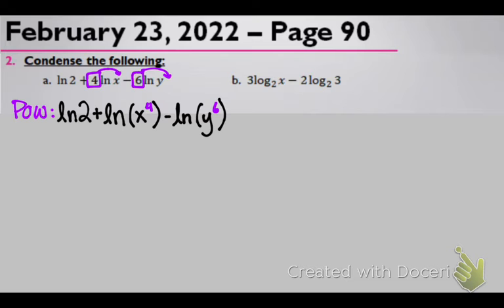The number in front just moved into the argument and became an exponent. Now I've done my power rule. What is my second step in condensing? Product? Exactly. What do I look for to tell me that I have a product rule? What symbol?